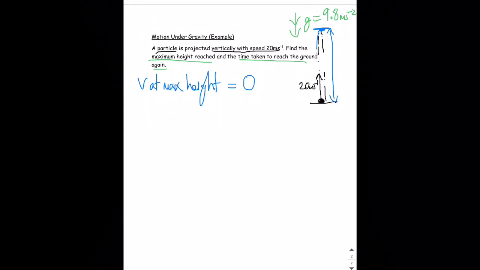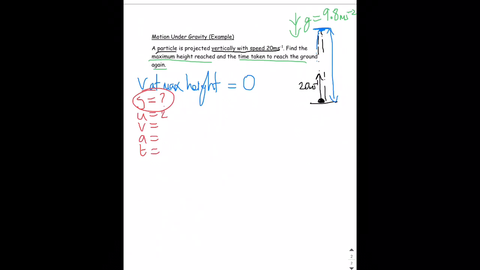So when I do my SUVAT, there are a couple of things to keep in mind. I've got my S, U, V, A, T. And I'm looking at when this particle, this ball, reaches its max height. So I want to know, oh yeah, how far has it travelled then?